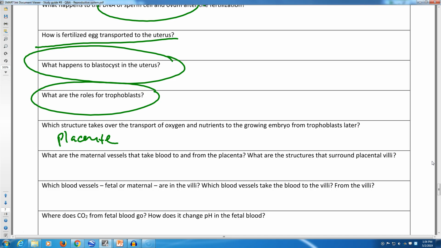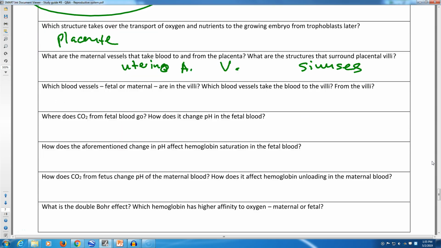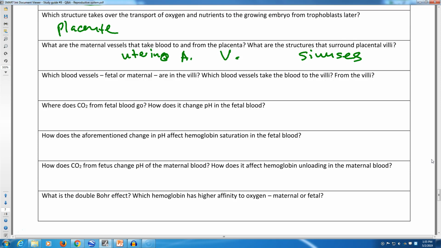Maternal vessels that take blood to uterine arteries and veins. Structures that surround placental villi are sinuses. In the villi, misread it, fetal blood vessels. So to the villi, blood is taken by umbilical arteries, from the villi by umbilical veins.